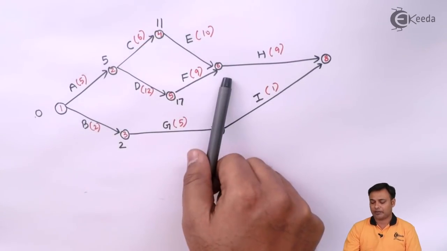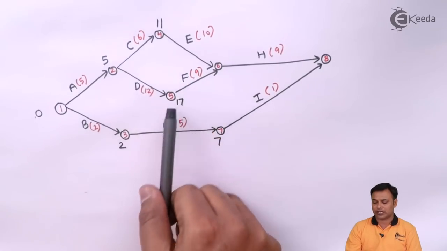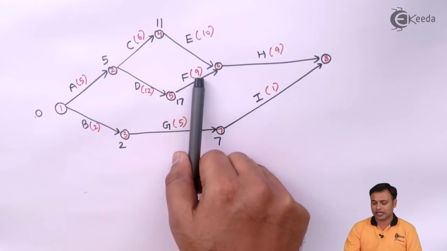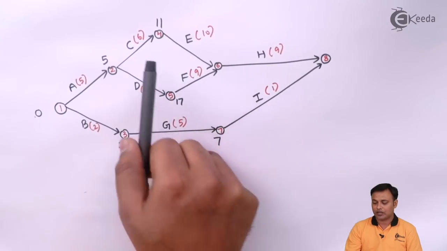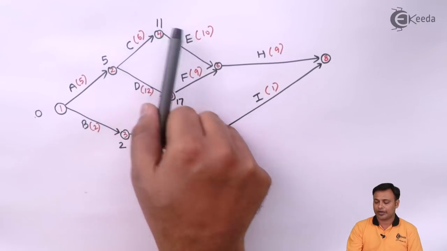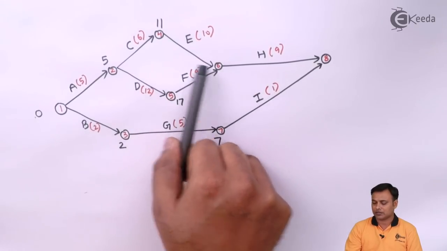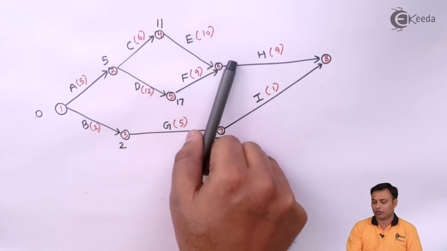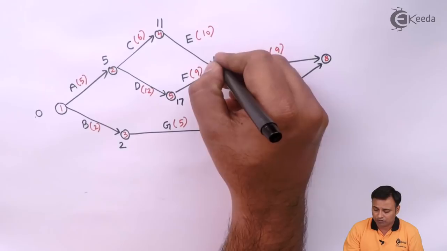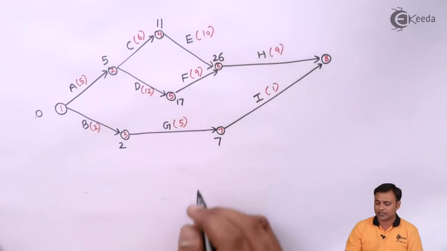To reach 6, I have two routes. I can come from 4 to 6, I can come from 5 to 6. If I go 5 to 6, then 17 plus 9, it will be 26. If I go 4 to 6, then 11 plus 10, it will be 21. So 21 or 26. 4 to 6 is 11 plus 10, 21. 5 to 6 is 17 plus 9, 26. So whichever is higher, it comes to 26.